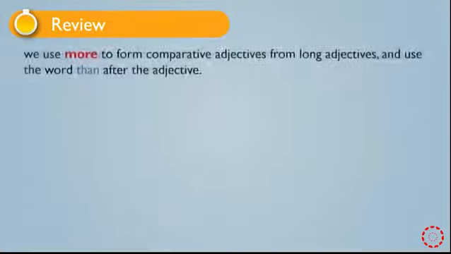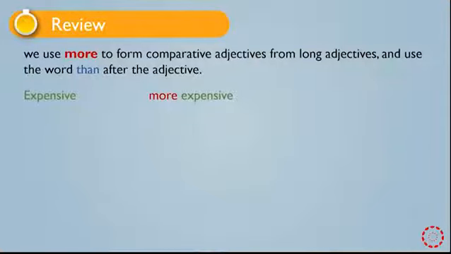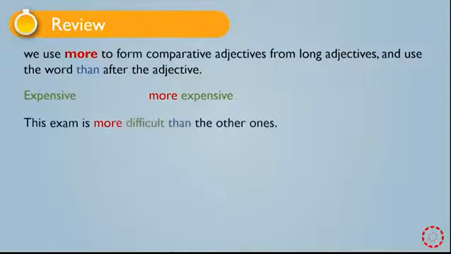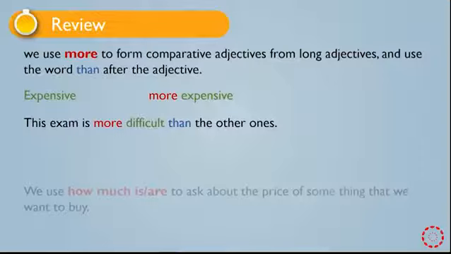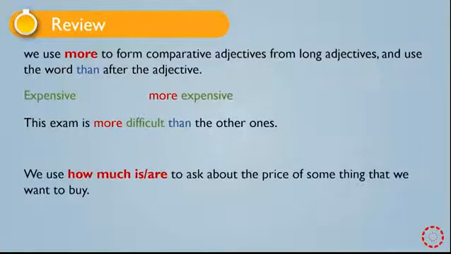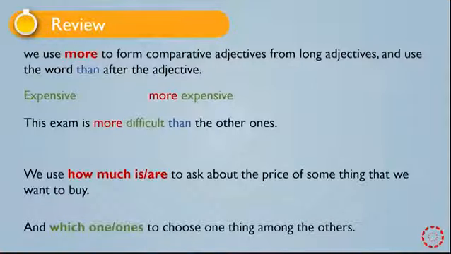Let's review. We use more to form comparative adjectives from long adjectives and use the word than after the adjective. Examples about comparative adjectives: expensive, more expensive. Sentence examples like this exam is more difficult than the other ones. We use how much is or how much are to ask about the price of something that we want to buy, and which one or which ones to choose one thing among the others.